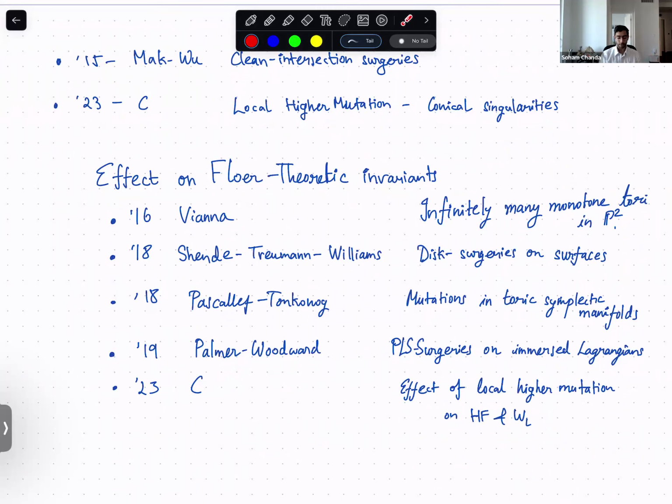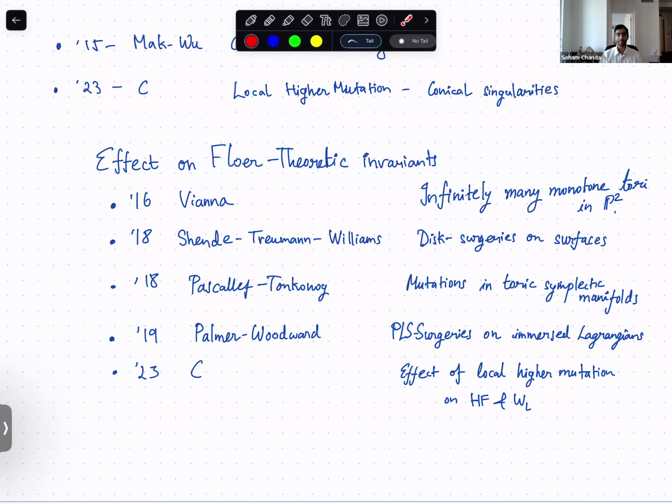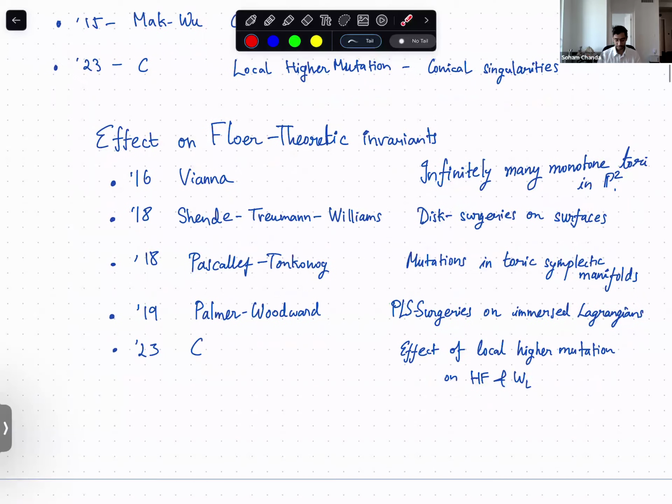And the effect of surgery on Floer theory has been pretty important. One of the most important things for me is that Vianna showed that there are infinitely many monotone Lagrangian tori in P2. By showing that you start with the Lagrangian, you do some disk surgery, then you get a different disk potential for it. And thus these two things will be different. And he shows that you can do it infinitely many times. And there is a rich structure of Floer theories, like the effect of surgeries on Floer theory. And this is again a partial list. So instead of going through what all of them do, I just wanted to give a scenery of what's going on everywhere in Floer theory of the surgeries.